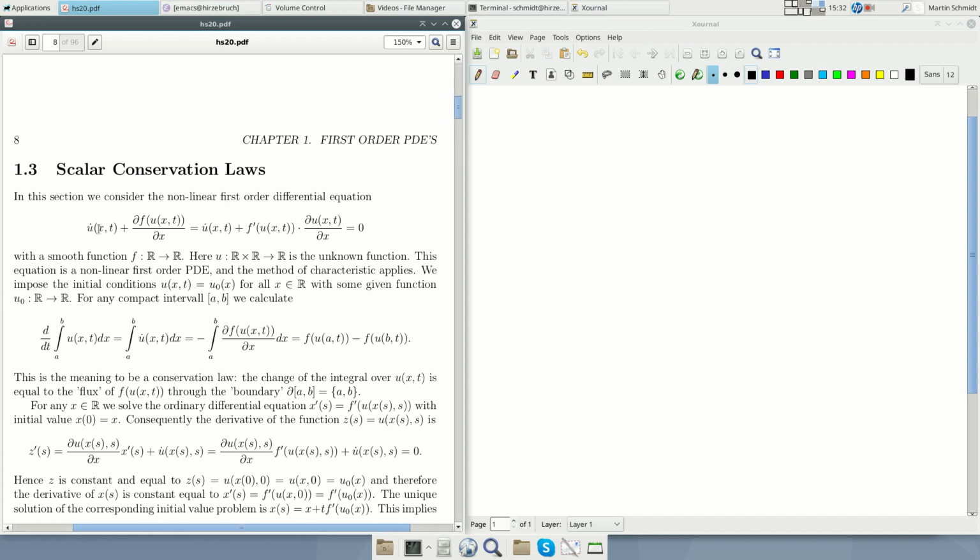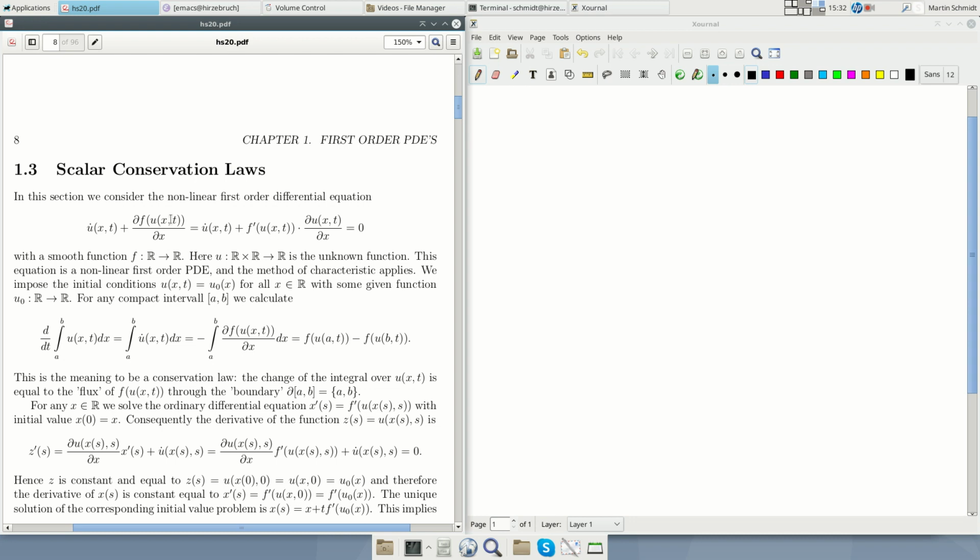So f is a function which goes from the real numbers to the real numbers, and the unknown function u is defined on R2 and goes to R. And R2 we parameterize by x and t. So x is a real variable and t is a real variable. And this is the differential equation.